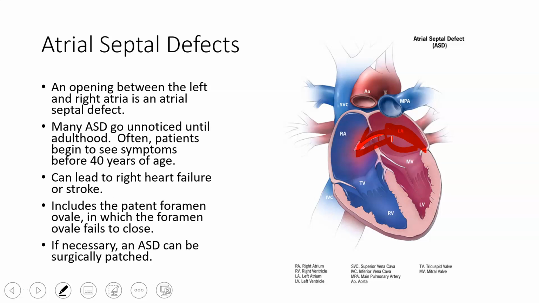Lots of these will go unnoticed. Usually you see symptoms before you hit like 40. The heart has to work too hard. Activity is not well tolerated. The heart just can't keep up with the demand because it can't pump out enough high oxygen blood, because some of it's going back across to the right side. These can be surgically patched as well.